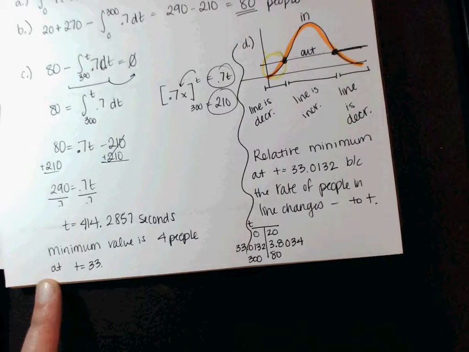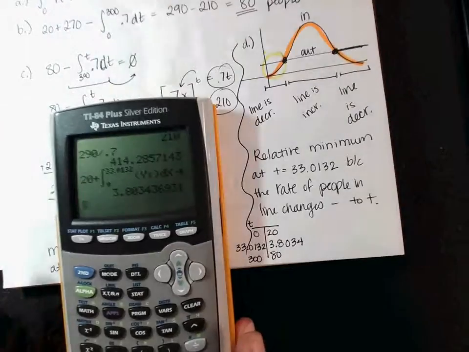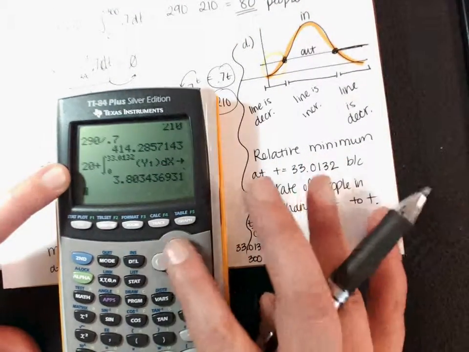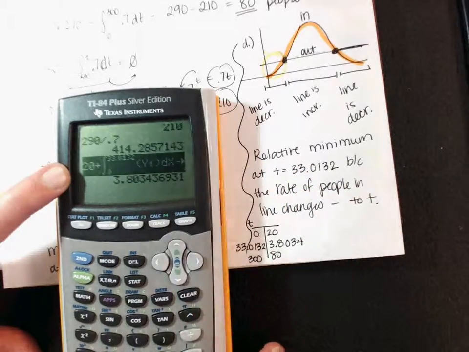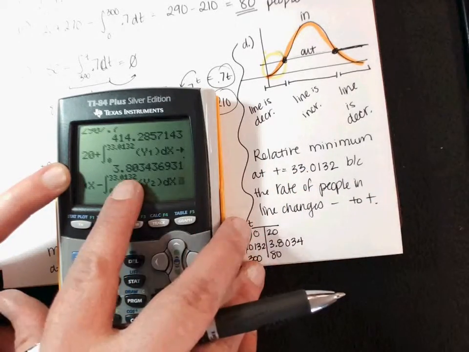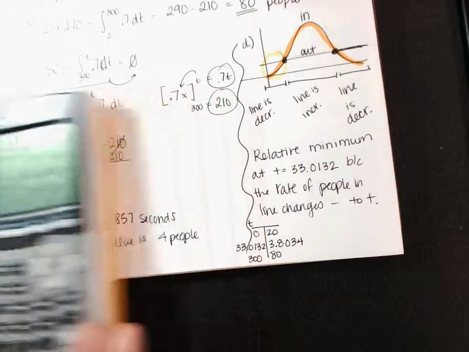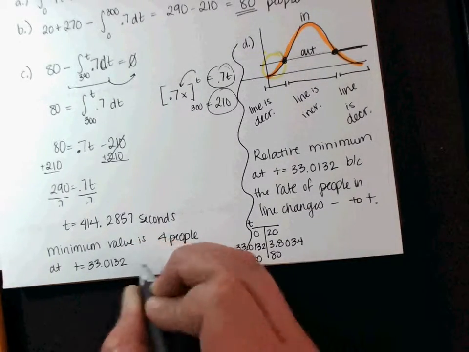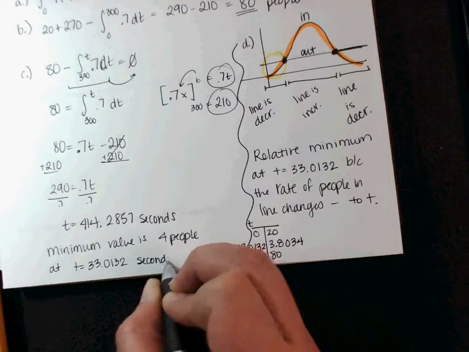I'm plugging in the intersection to the version B. Because remember, I want to know how many people are in line. So I need to do 20, look, you can see it right here, 20 plus the integral that was going in, and then minus, if you look up, the integral that was going out. So that's why the minus of 0.7 is here. Okay? At 33.0132, and that would be seconds.